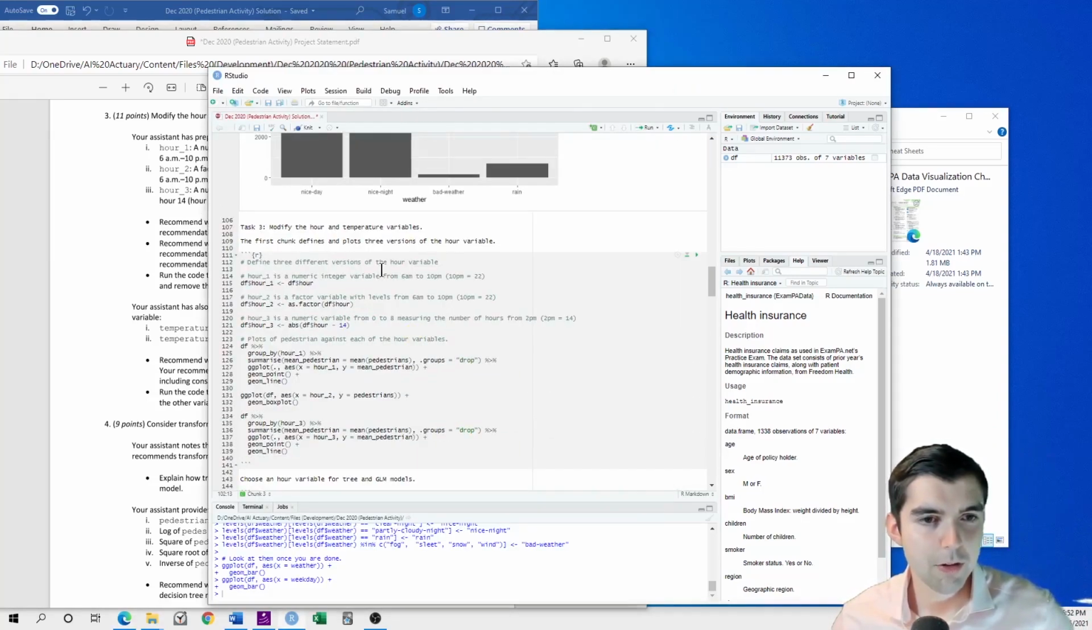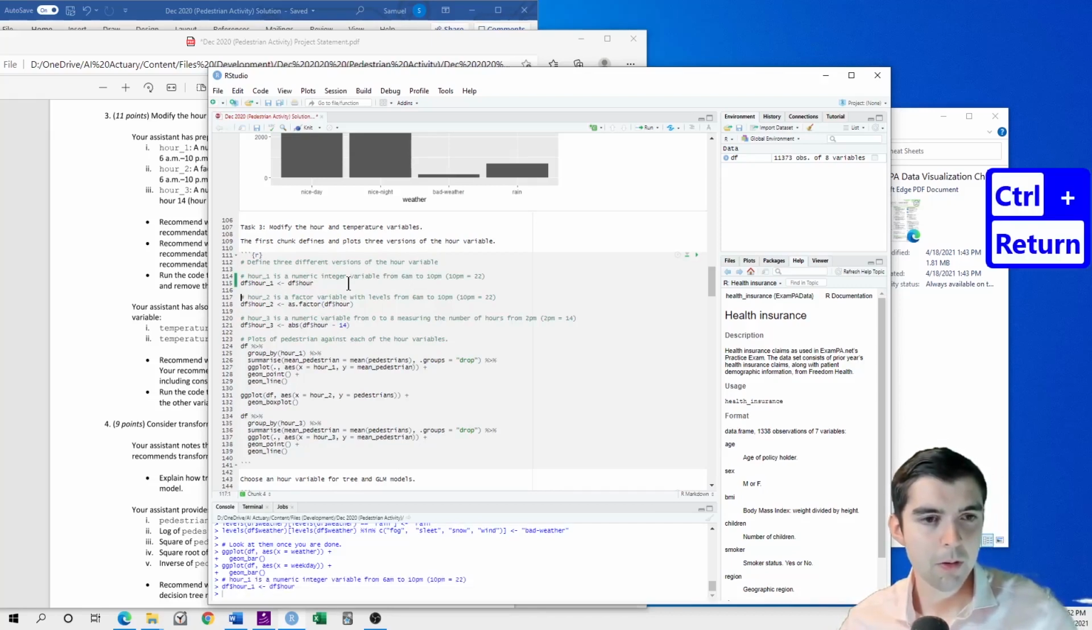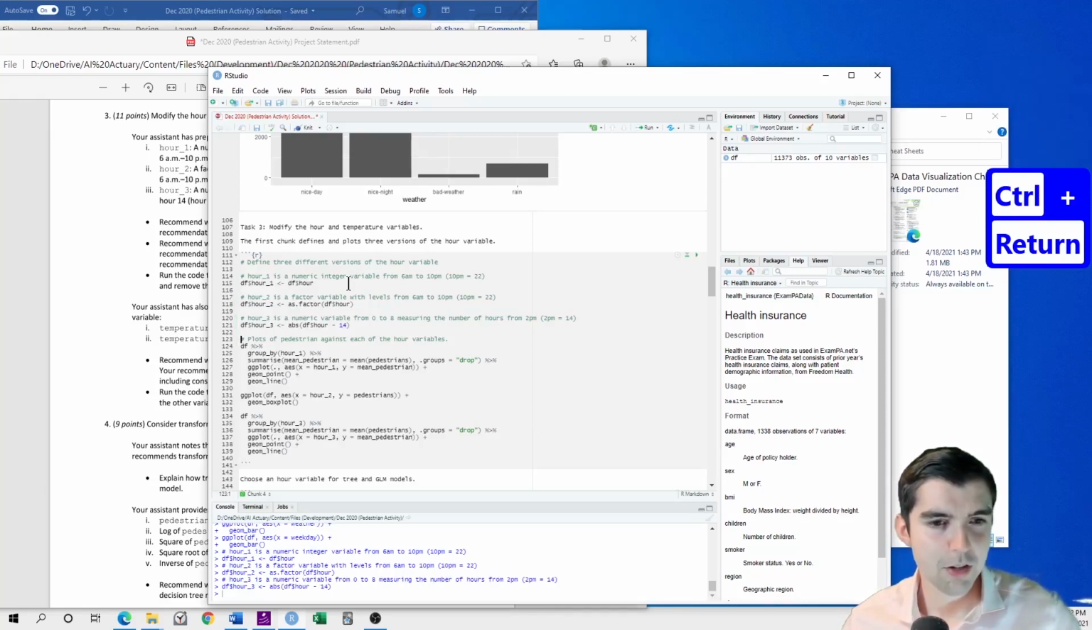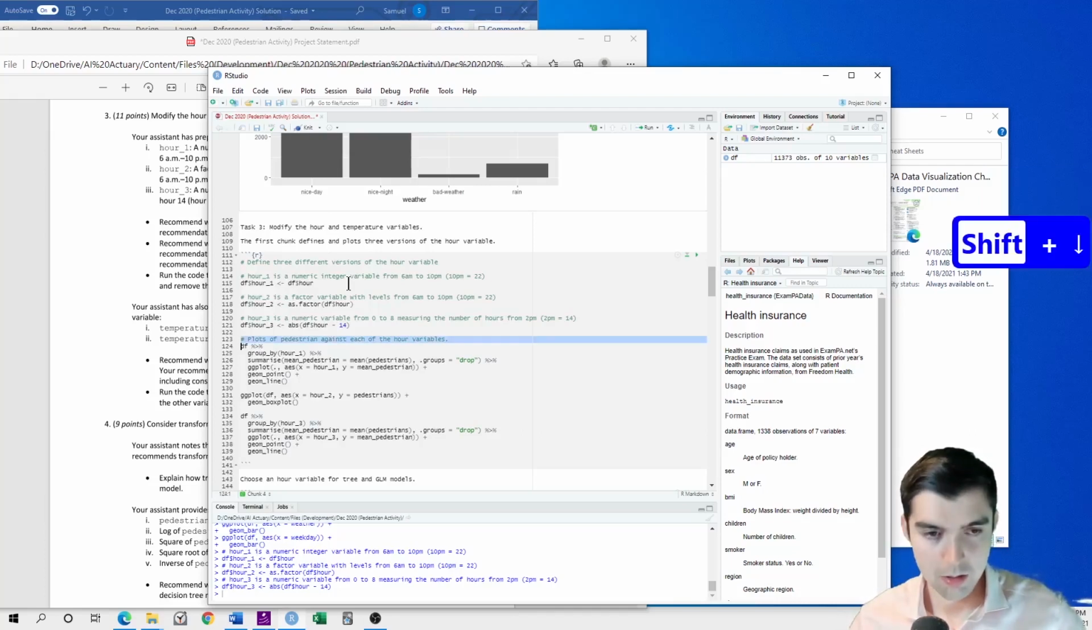So define 3 different versions of the hour variable. Hour 1 is numeric integer from 6 a.m. to 10 p.m. Hour 2 is a factor variable with levels from 6 a.m. to 10 p.m. Hour 3 is a numeric variable from 0 to 8, measuring the number of hours. Plots of pedestrian against each of the hour variables. Okay.